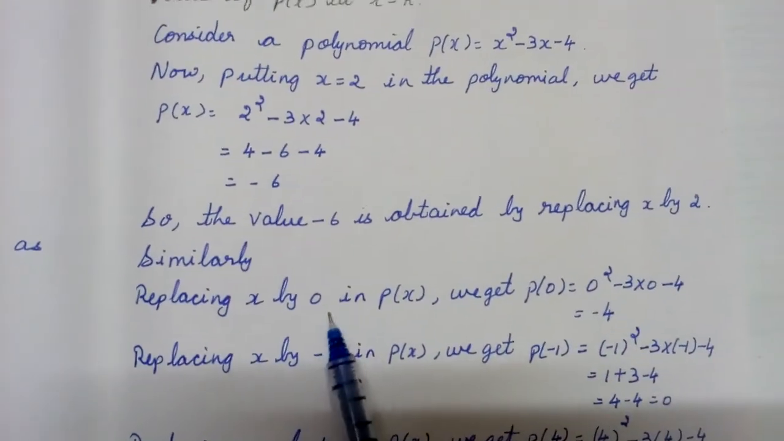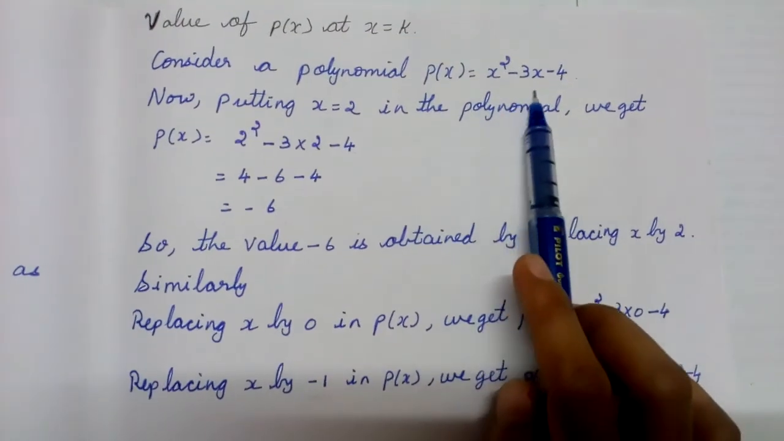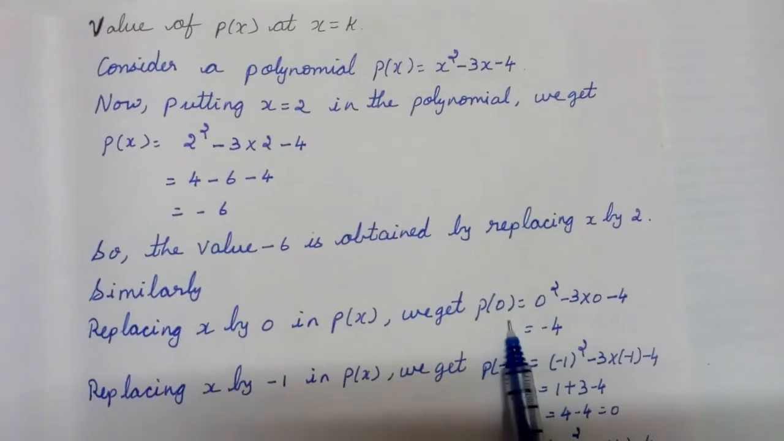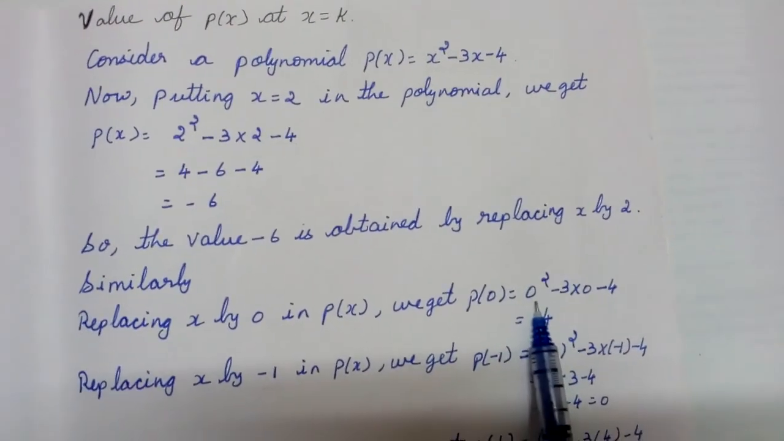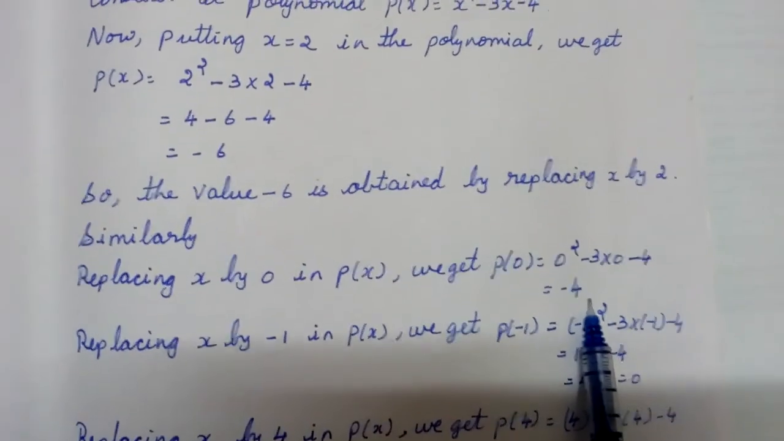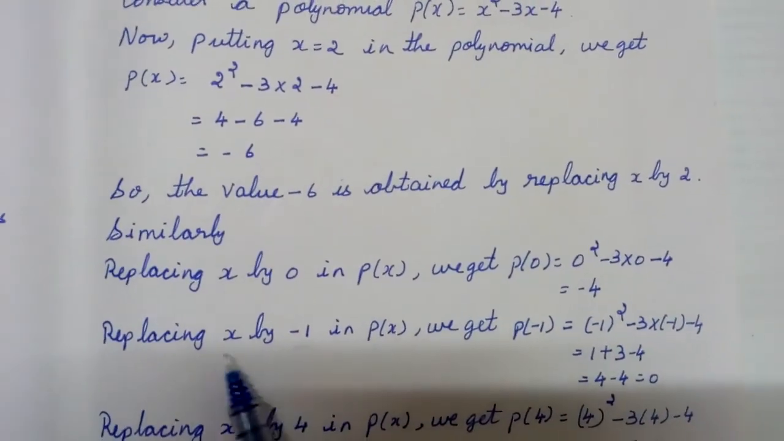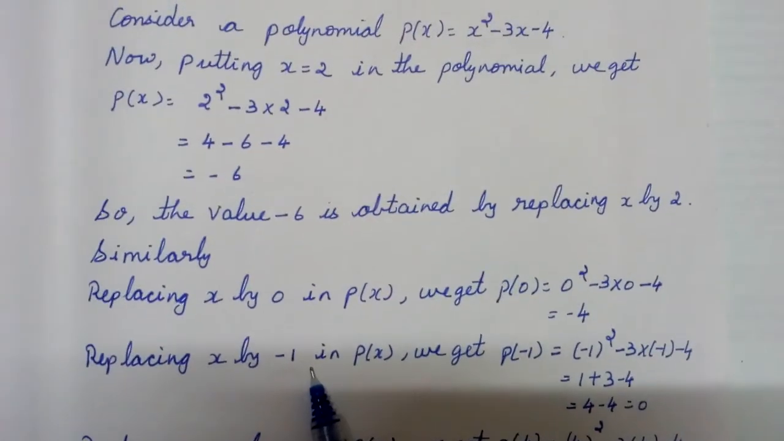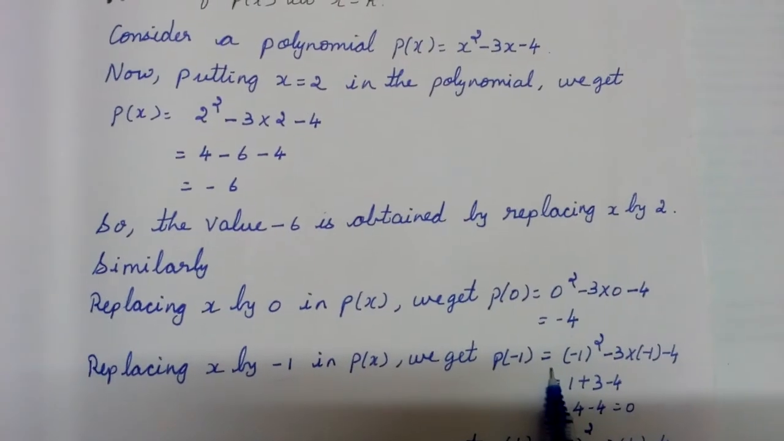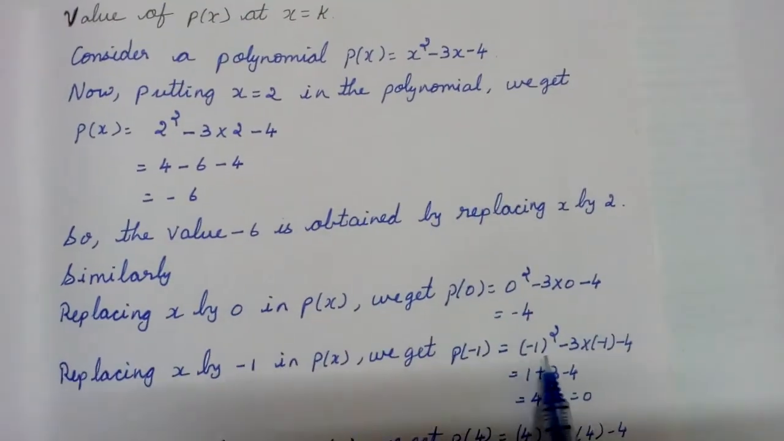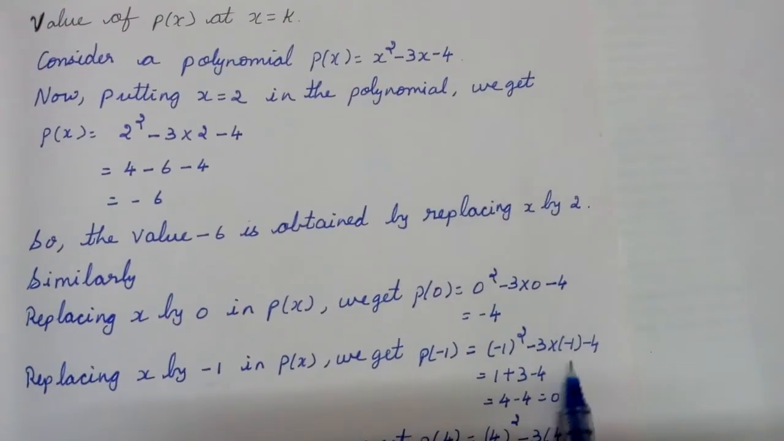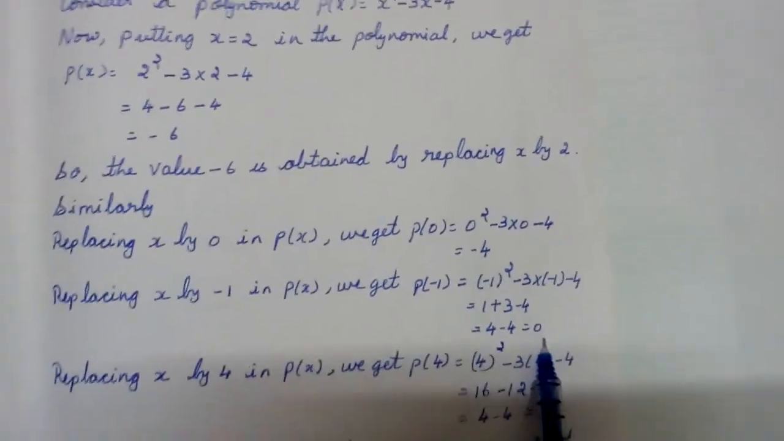Similarly, replace x by 0 in this polynomial. So when you replace x by 0, you get p of 0 is equal to 0 square minus 3 into 0 minus 4. You get the value as minus 4. Similarly, you are going to replace x by minus 1 in the polynomial p of x. So when you replace by minus 1, you get p of minus 1, minus 1 the whole square, minus 3 into minus 1, minus 4. So when you simplify, you get 0.